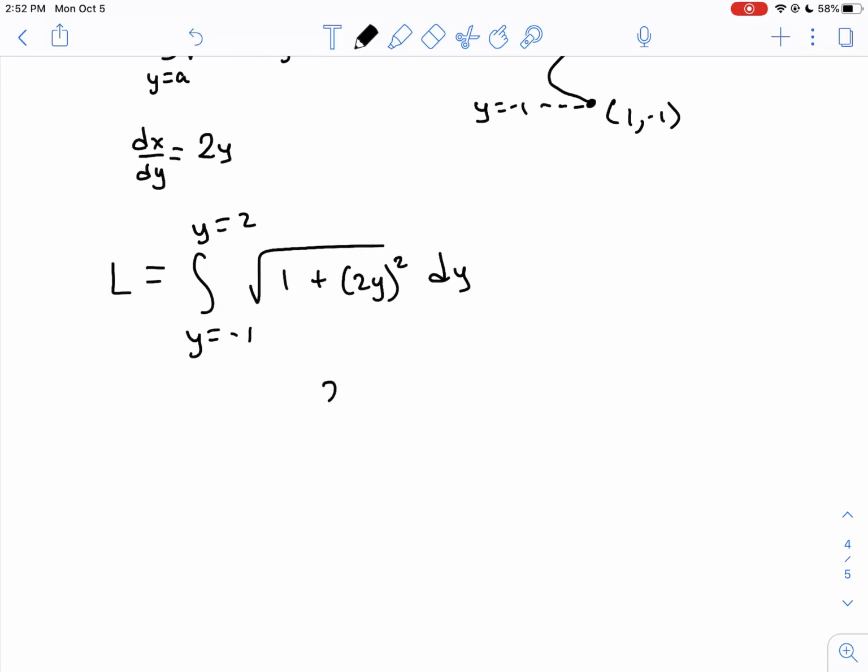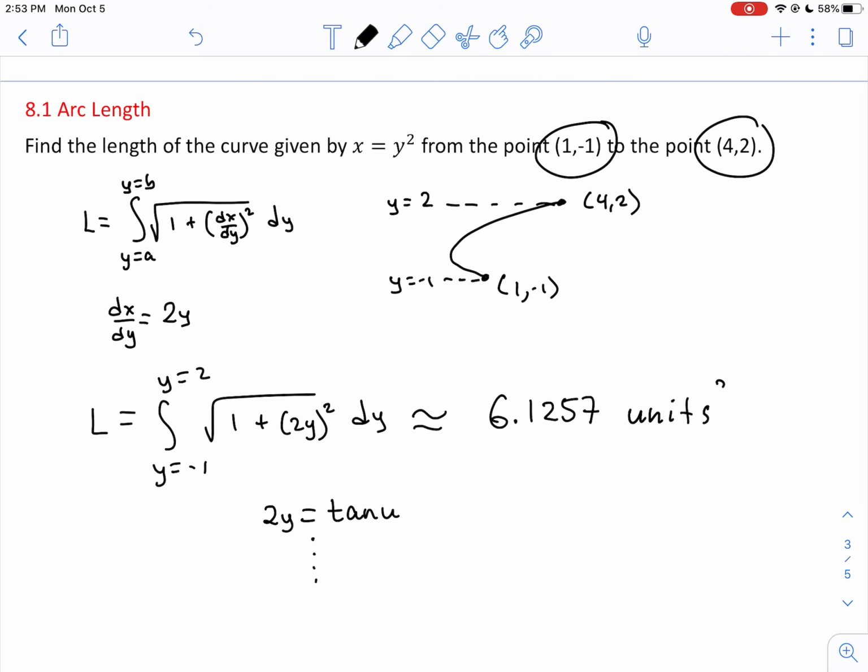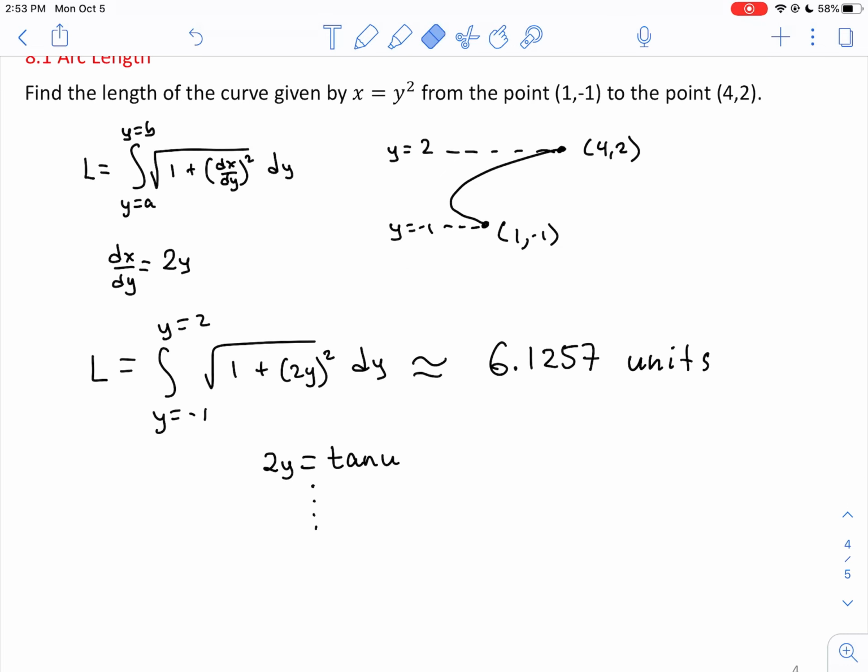Now, what I would do next, to do a trig substitution, I would let 2y equal the tangent of u, and then go from there. I'm not going to do this one by hand, although I encourage you to do it by hand, and just go straight for the integral calculator to get an approximate answer. It's about 6.1257 units. Not units squared, not units cubed, right? None of that, just units. Length units, that is. Okay, and that's how you would approach finding the length of a curve where x is presented as a function of y.